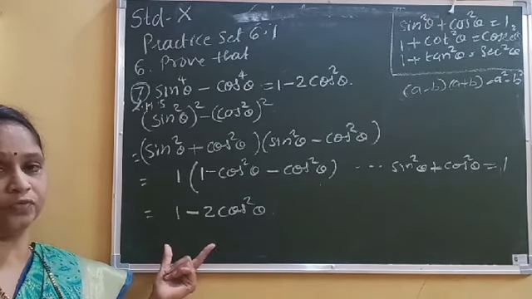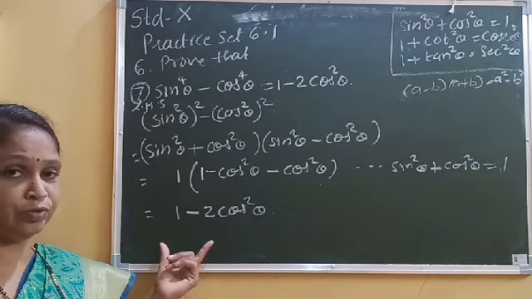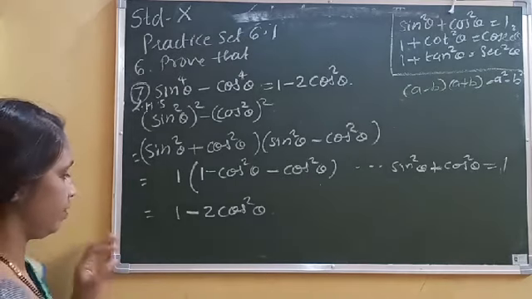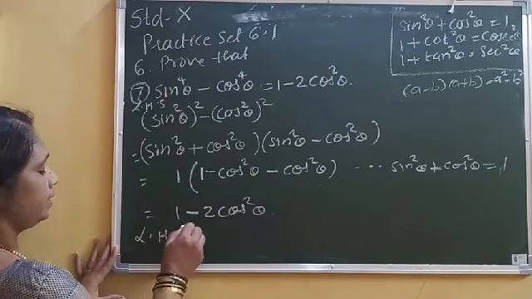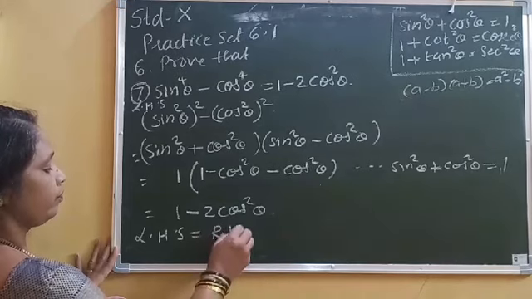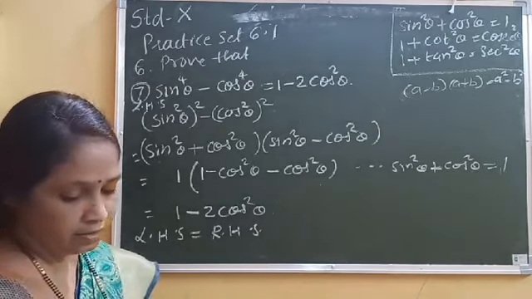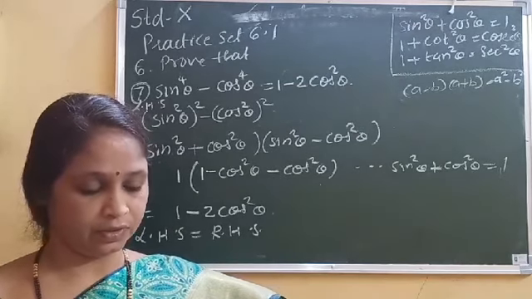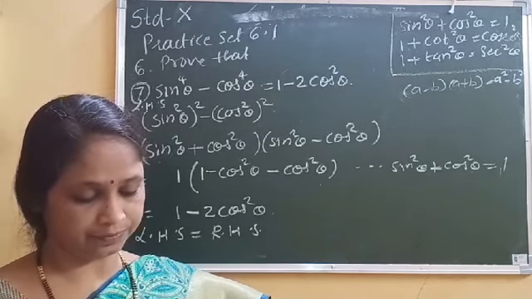See, within 2 steps we have got the answer. This is because of the identity. If you know the identities thoroughly, it will be easy for you to solve the examples. So here LHS is equal to RHS. Now next example we will see, the 8th example.